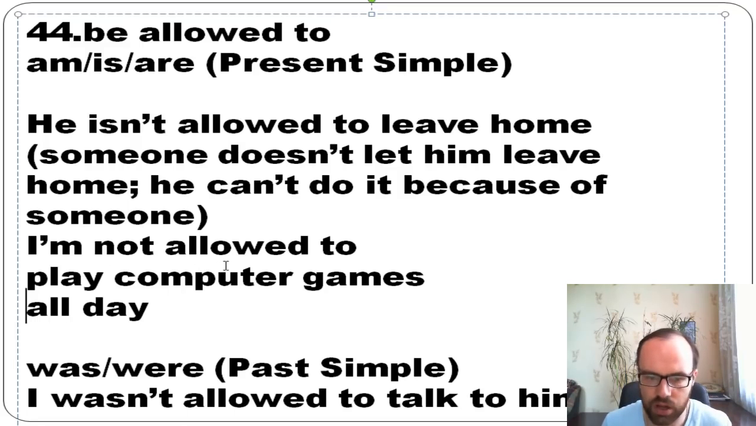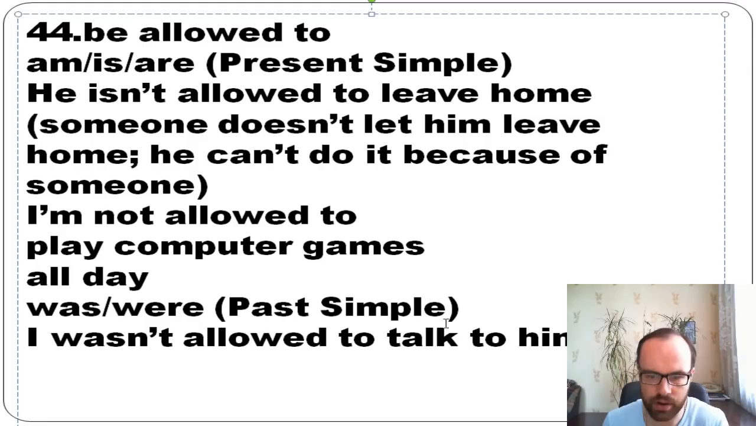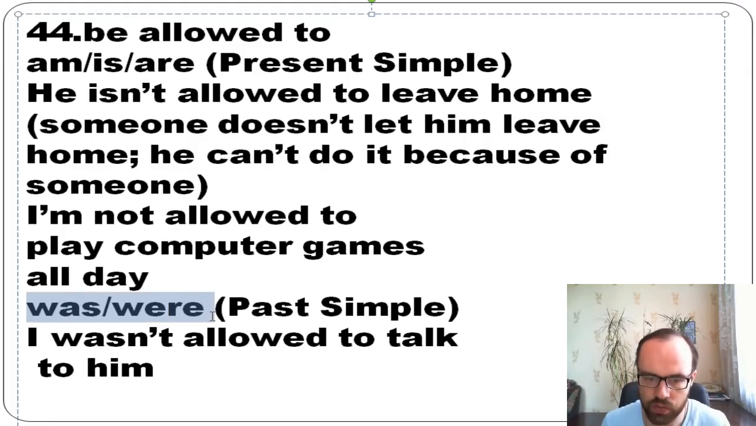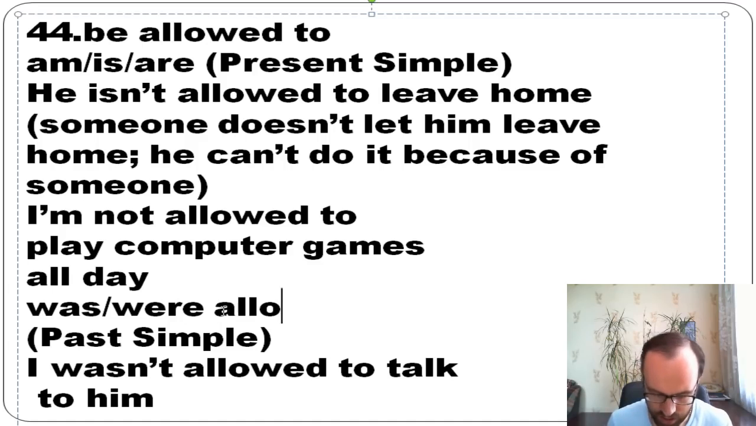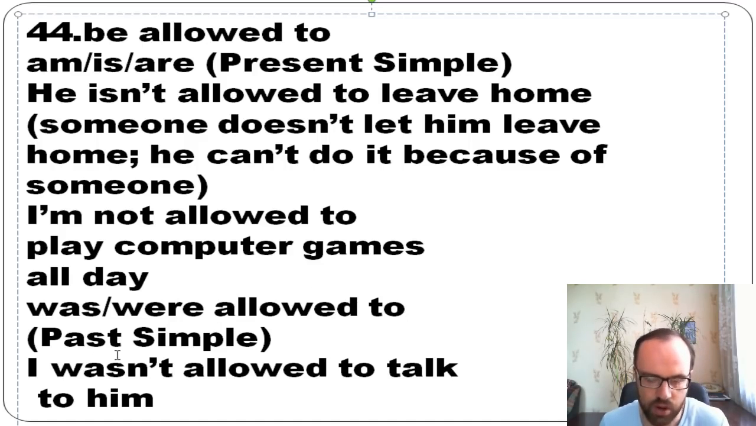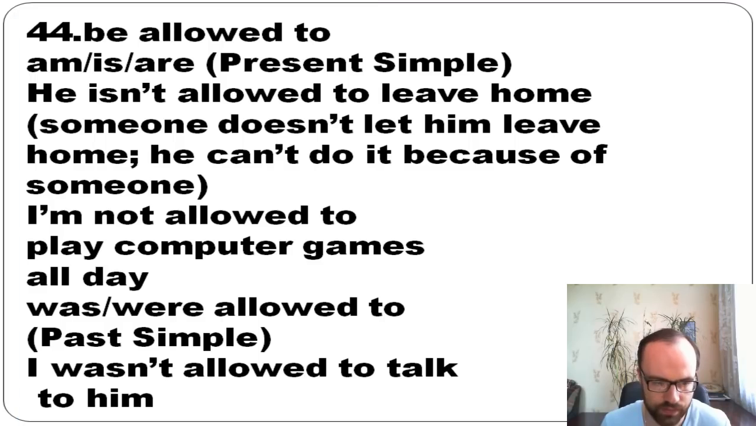Okay, I'm not allowed to play computer games all day. So I can't do it because of someone. And we can use it in the past simple, was, were, and then we add allowed to. For example, I wasn't allowed to talk to him. It means that I couldn't do it because of someone.